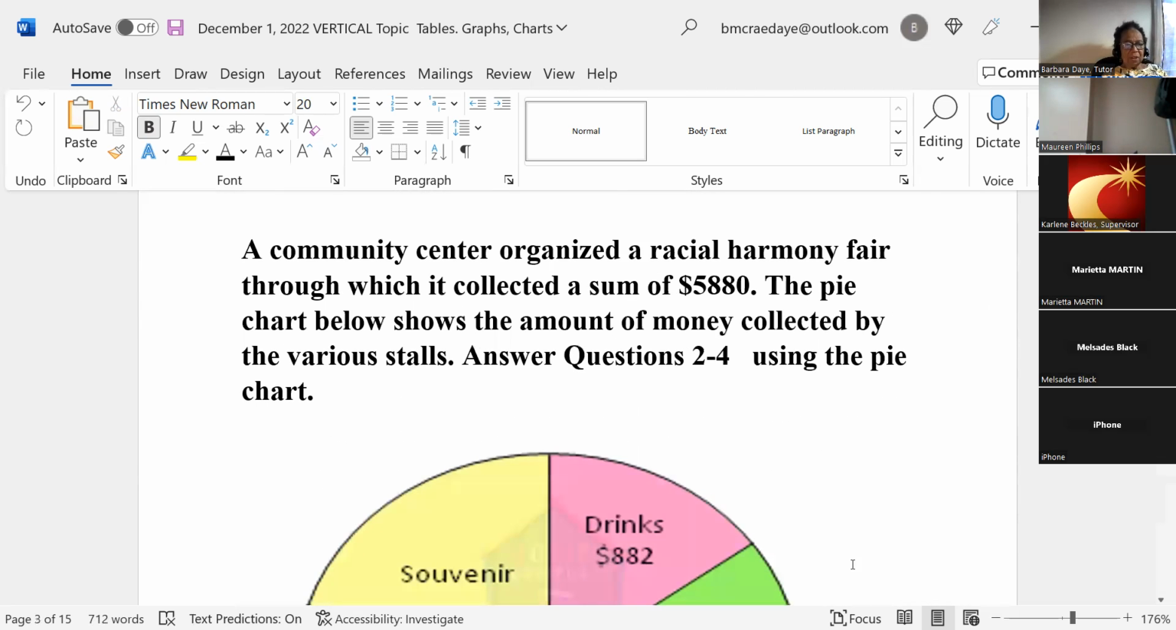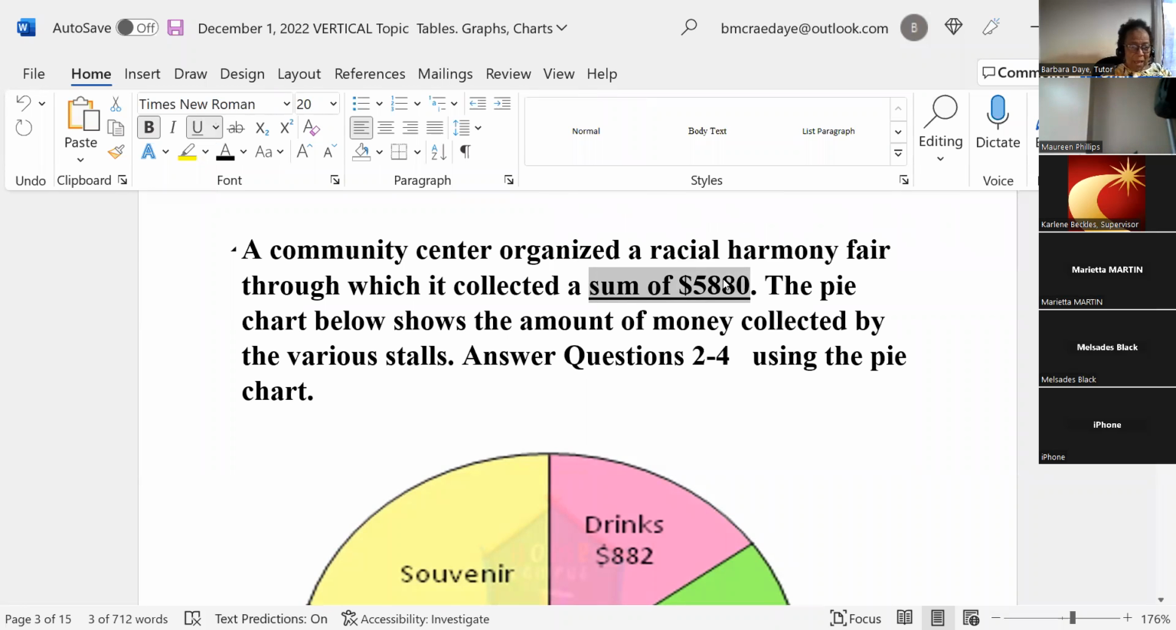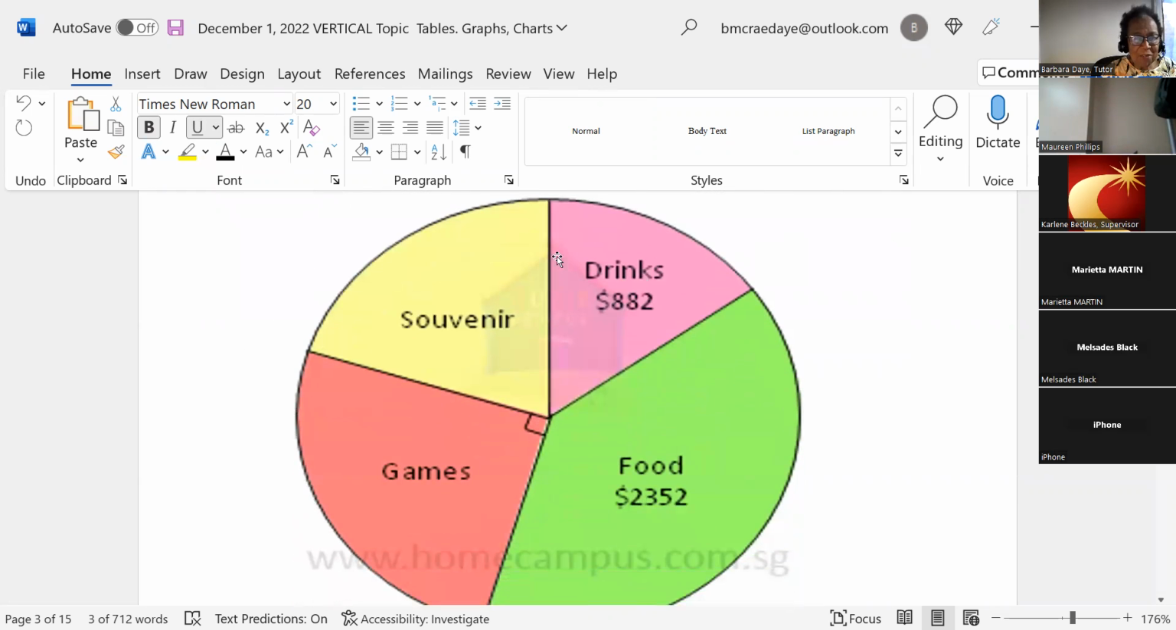Now, you have a community center. They're having a fair, all right? The sum they raised was $5,880. So we know what that pie chart total is, right? But in the pie chart, you notice you don't have every value here. You're missing souvenir and games. But what do you know about games, Marietta?